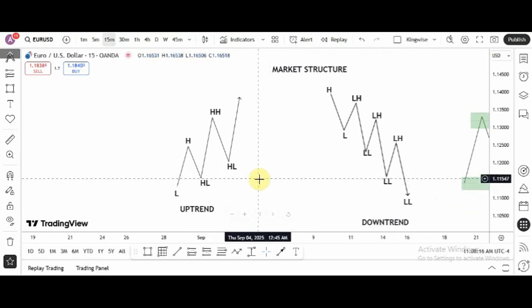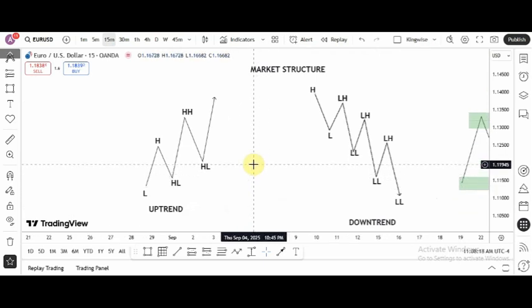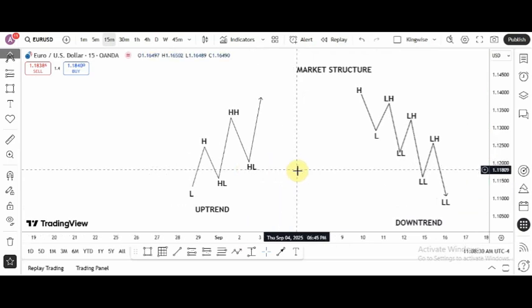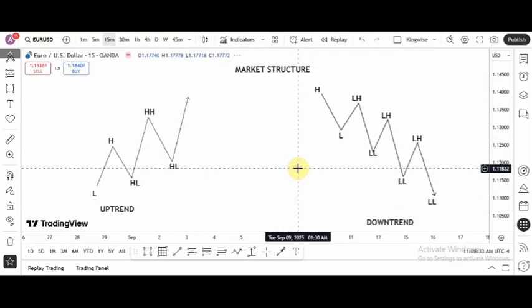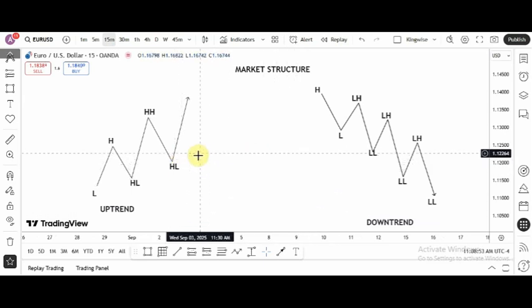Now you cannot talk of market structure without looking at break of structure. You cannot talk of market structure without considering what break of structure is. And I have made a video for you guys on market structure. If you are new to this channel and you're just seeing this video for the very first time, you will see the link in the description below. Just click on the link to see what it means when we say break of structure. So having the understanding of break of structure will help you understand market structure.